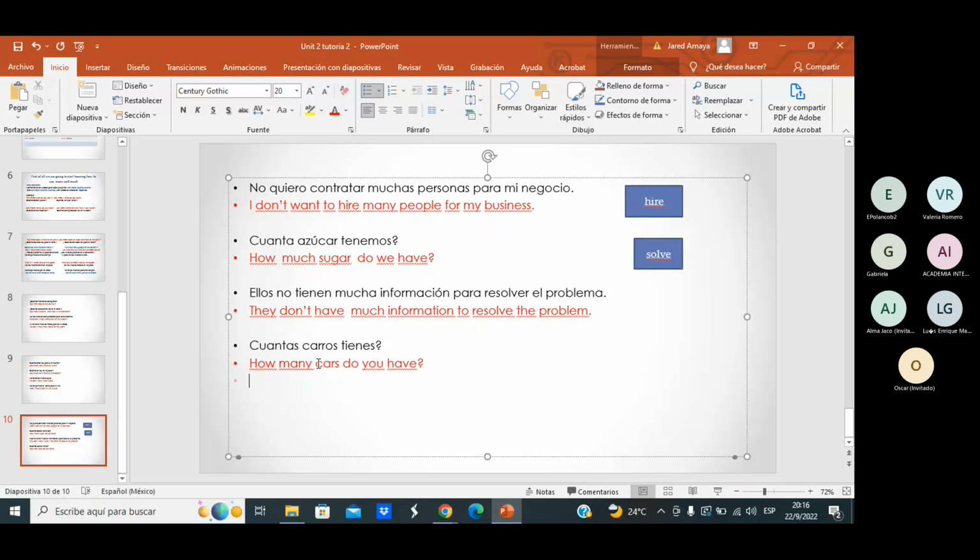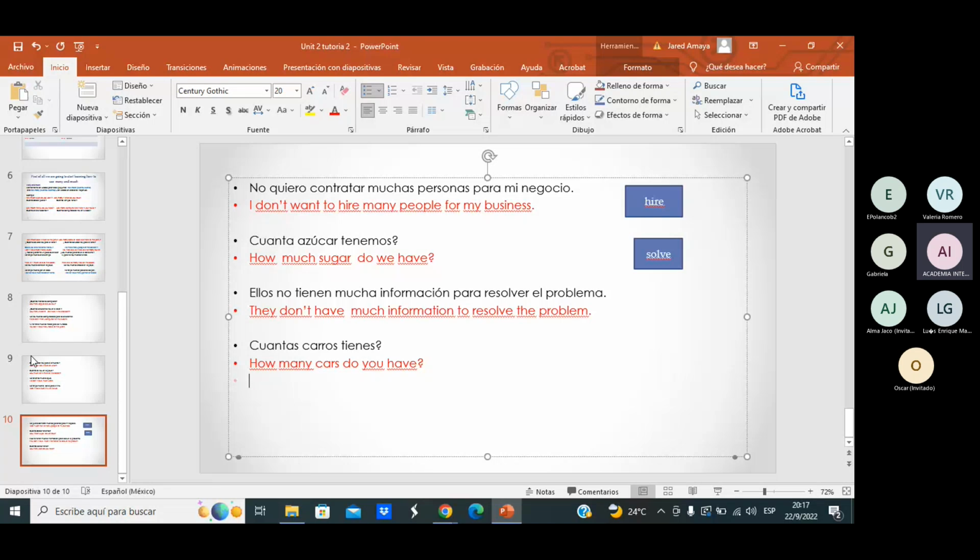Because cars is a countable noun, and we only use much with uncountable nouns, porque la palabrita cars es contable, ¿verdad? Y solo usamos much con incontables, y por eso es correcto usar many aquí. Está bien la oración. It's correct.